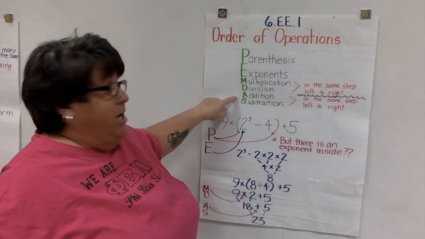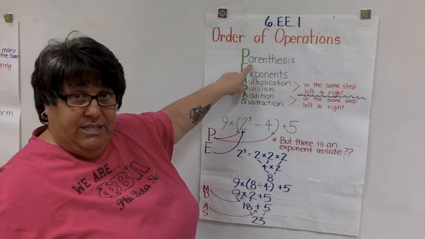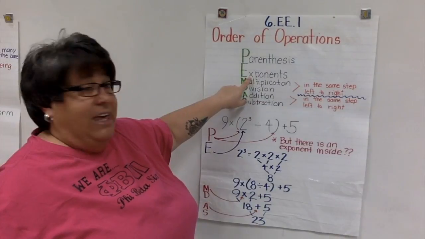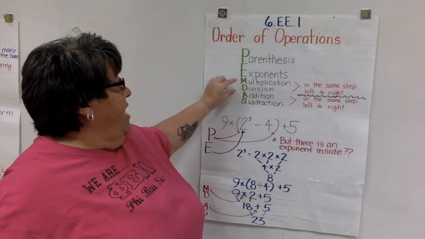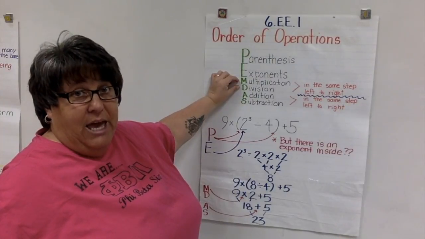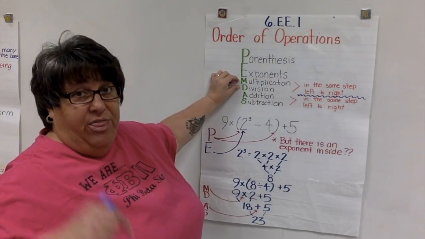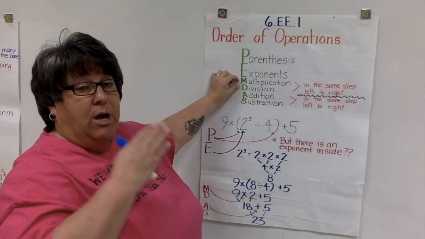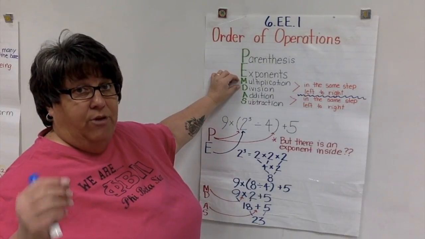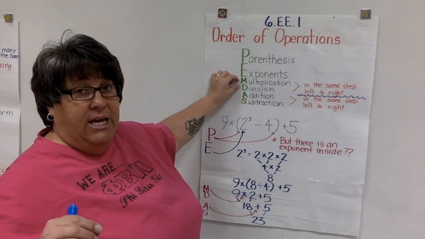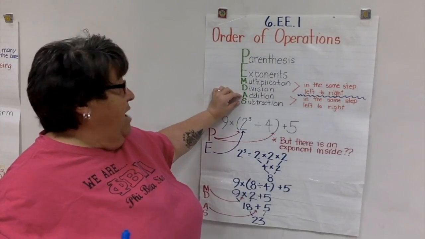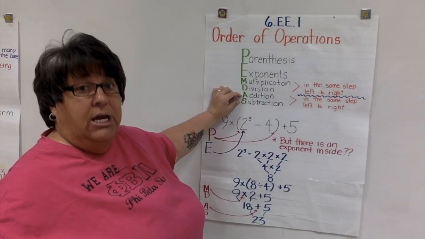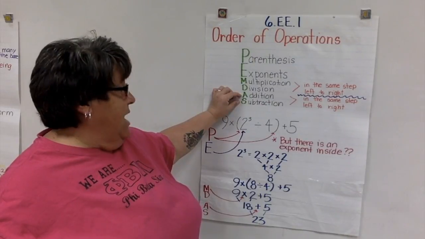For order of operations, we start with the parentheses, then we move to the exponents, which you've been practicing an awful lot. Then we solve multiplication or division within the same step, whichever comes first, moving left to right. Remember, multiplication and division are done in the same step. And then we have addition and subtraction, and they're done in the same step.